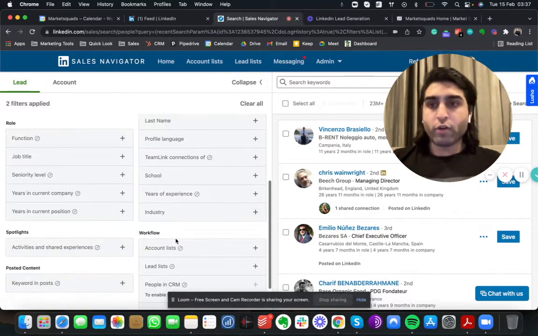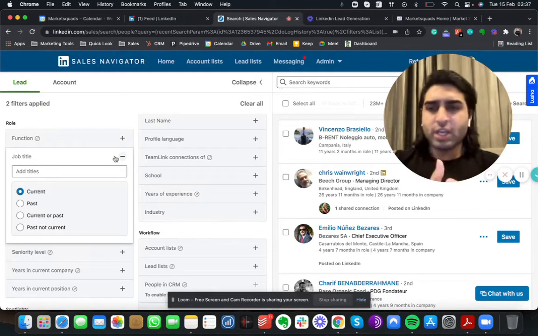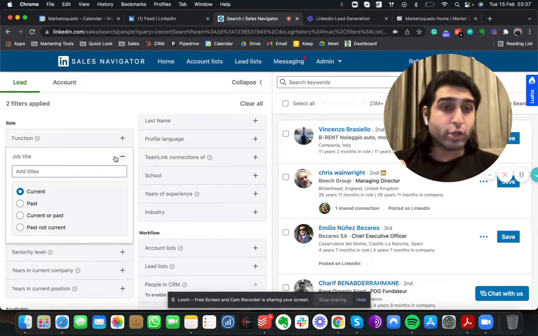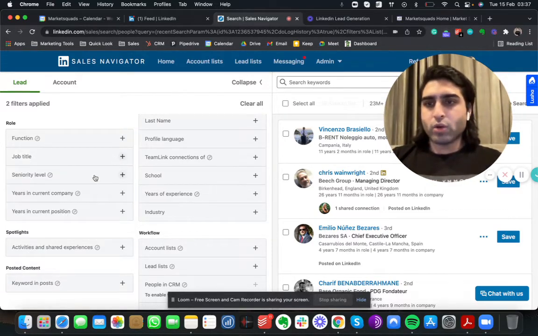Function is one of the most important features to use, but always go for job titles, from CEOs of the company to the CFO and the CMOs, whichever fits the product you're selling. You know your target audience really well, so always use those people, right? Okay, coming back to the seniority level.